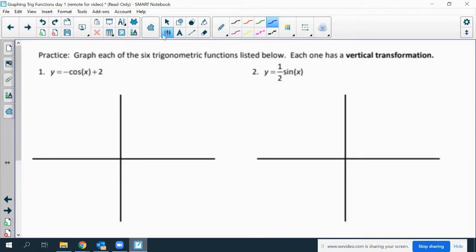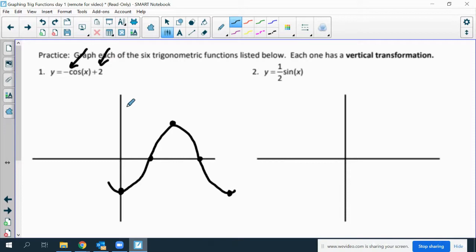So now we're just going to practice some of them with vertical transformations. So negative cosine of x plus 2. Negative cosine. So if I think about the cosine graph, that looks something like this. Well, if I have negative cosine, that means I'm going to be at negative 1 to start, 0 at pi over 2, 1 at pi, 0 at 3 pi over 2, and negative 1 at 2 pi. So it's going to look something like this. So this gives me the vertical flip or the vertical reflection.